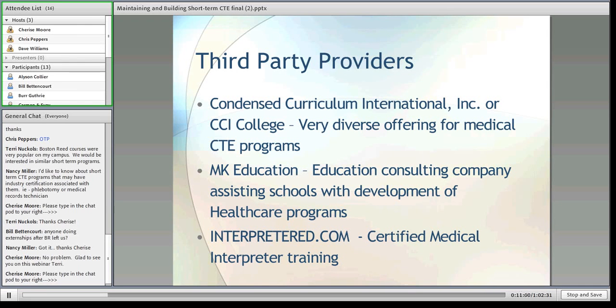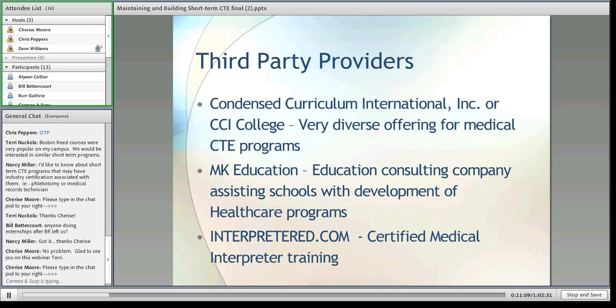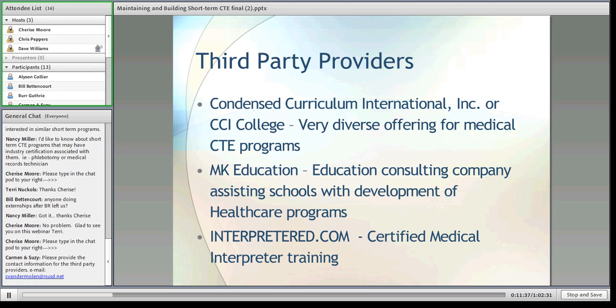They had found or had information that there was some sort of a liability or legal issue related to some program that Boston Reed had been running somewhere in California, and before they proceeded, a problem that Boston Reed had to ensure that it would not impact. I have not heard back from them since then. All of the information here on third-party providers is going to be available on the resource page. A couple of you mentioned MK Education.